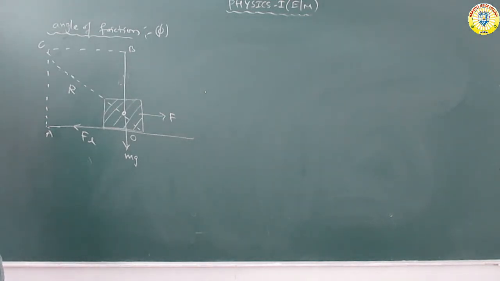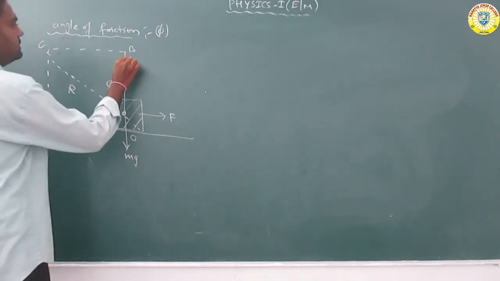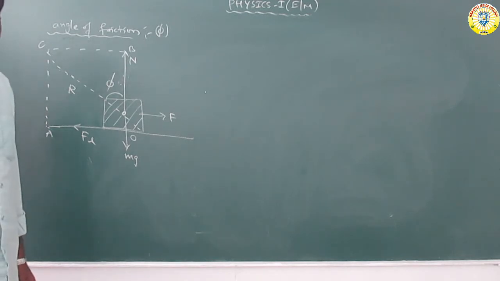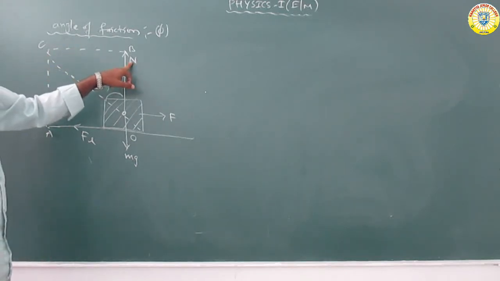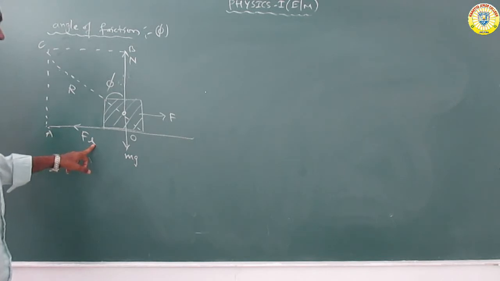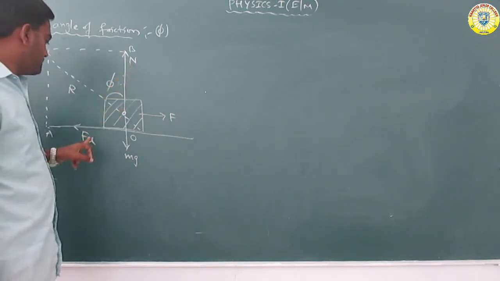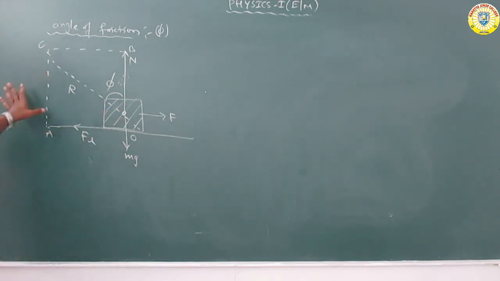So this is the angle of friction, phi. The normal reaction N is taken, and FL is called the limiting friction. Now consider a body of mass m placed on the surface of the earth. N is the normal reaction, FL is the limiting friction, and R is the resultant made of the normal reaction and FL. The weight of the object acts vertically downwards. Now, how do we define the angle of friction?